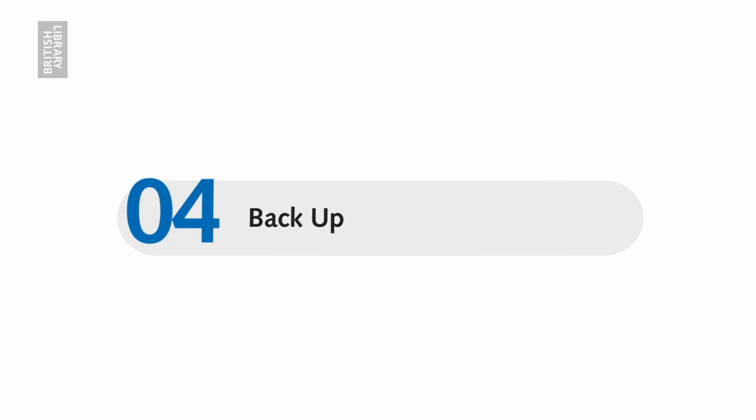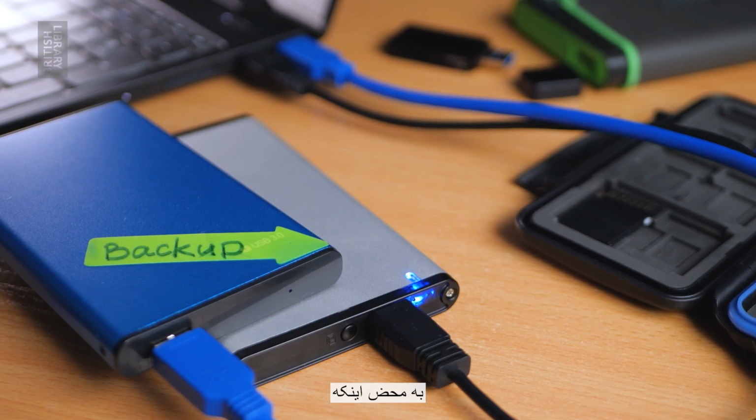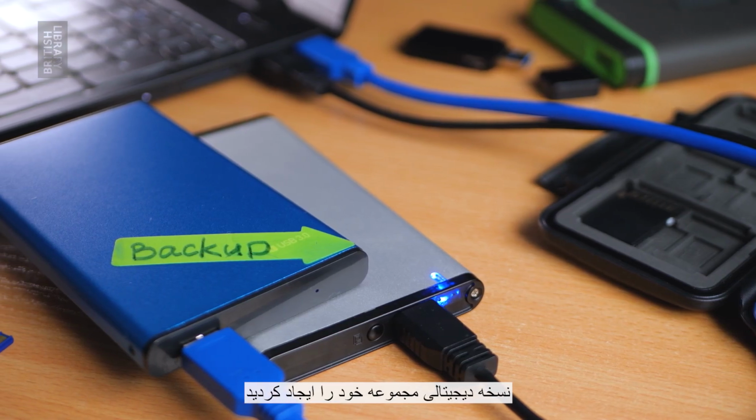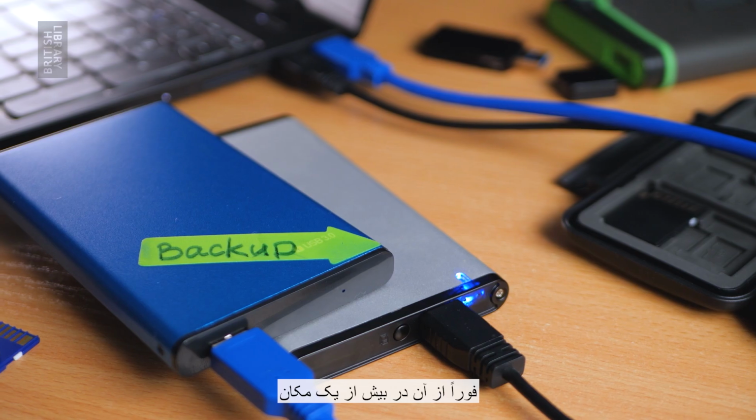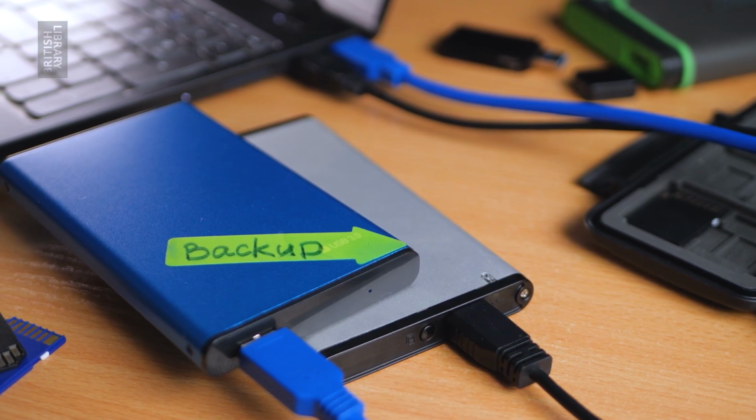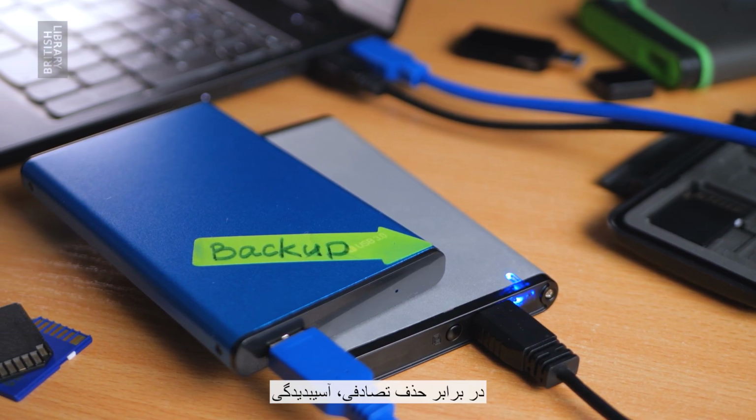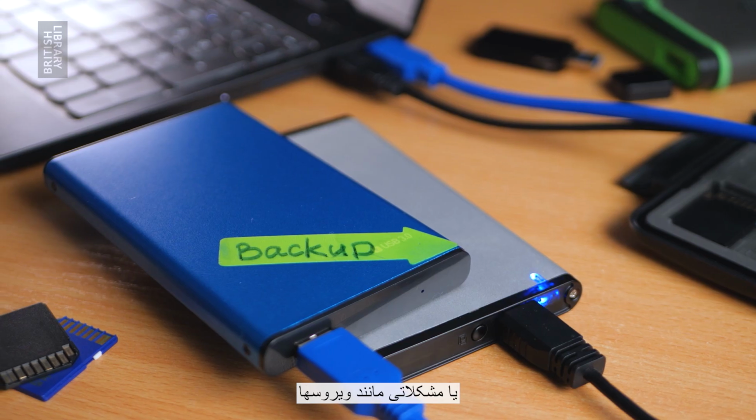Backup. As soon as you have created a digitized version of your collections, back the files up in more than one place straight away. This will help protect your collections from problems such as accidental deletion, corruption, or viruses. Keep each of your digital copies in physically different locations so that both are not lost in the case of disasters such as fire, flood, or theft.